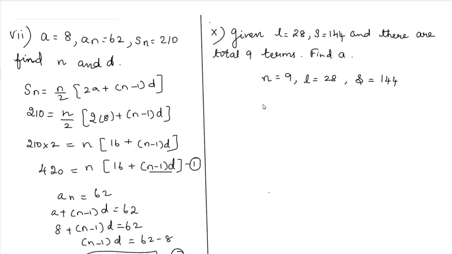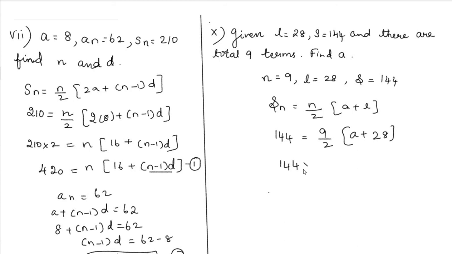So I am going to use the formula Sn is equal to n by 2 into a plus L. So Sn, what is given? 144 is equal to 9 by 2. And what is a? We don't know. We are supposed to find it. And L is 28. Okay. So 144 into 2 by 9 is equal to a plus 28.